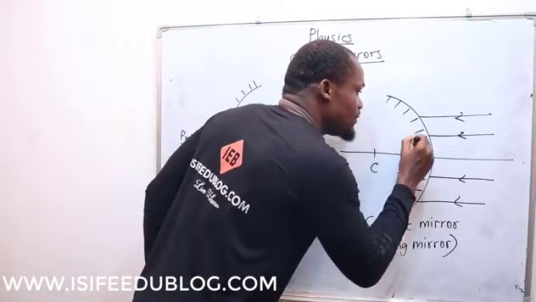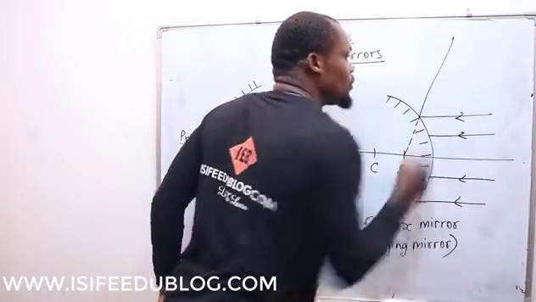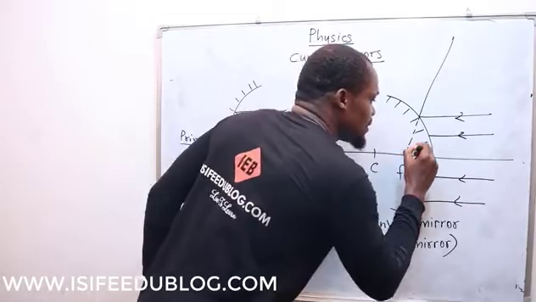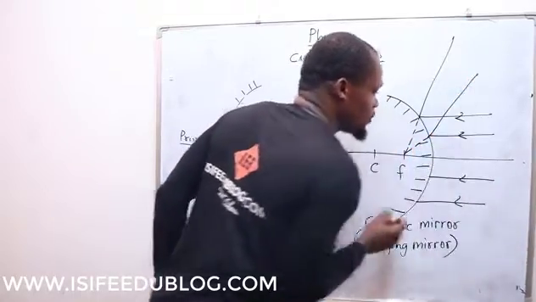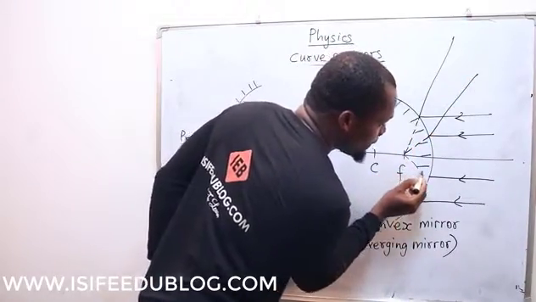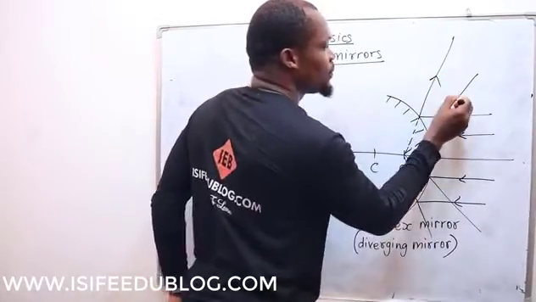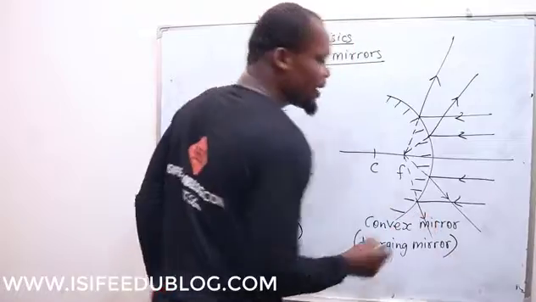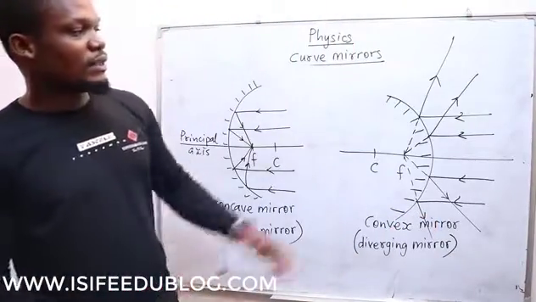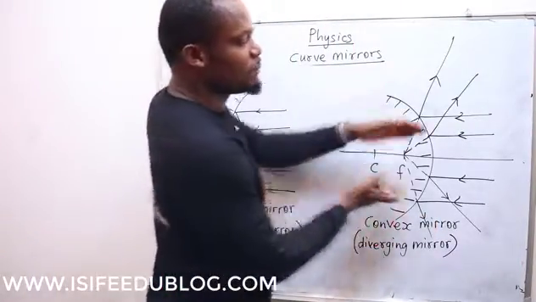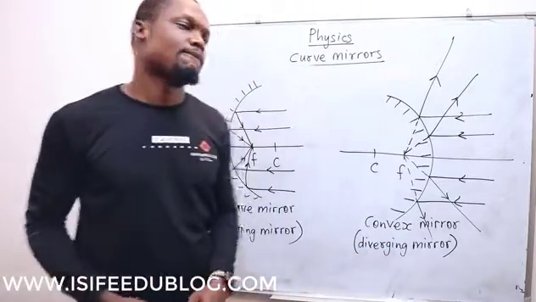So this is going to reflect like this. This is going to reflect this way. This is going to reflect this way. And this will reflect this way. So you can see the reason why convex mirror is called the diverging mirror. They spread light.